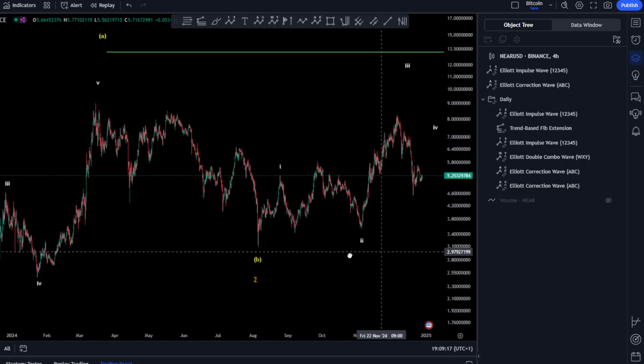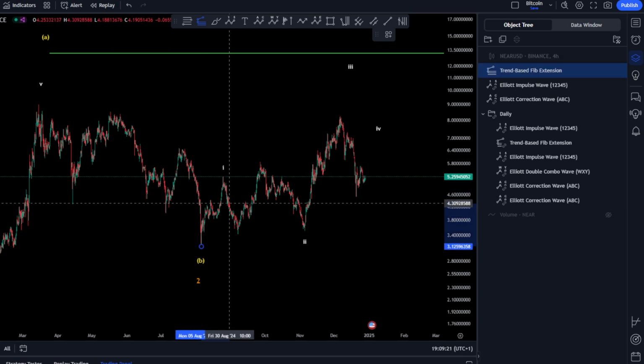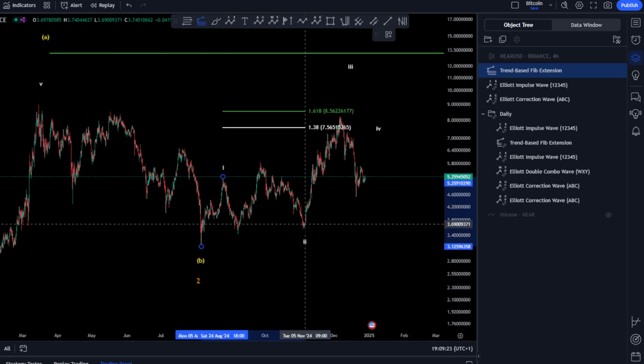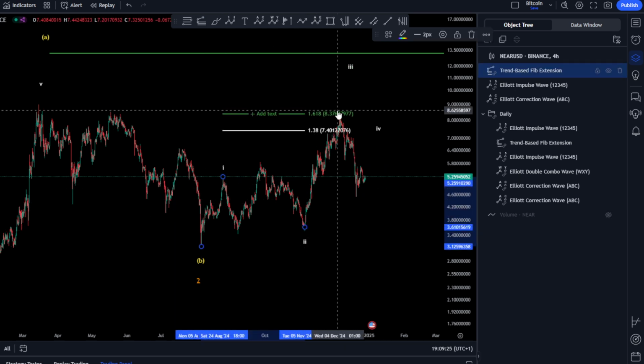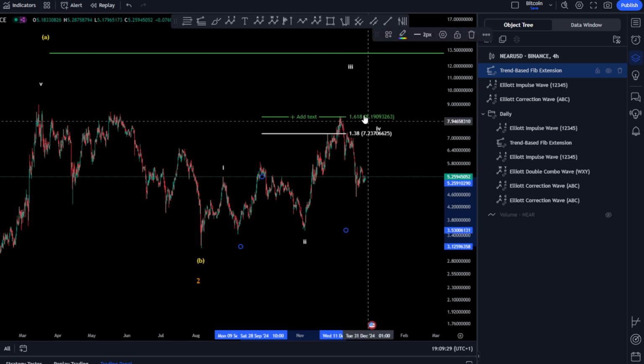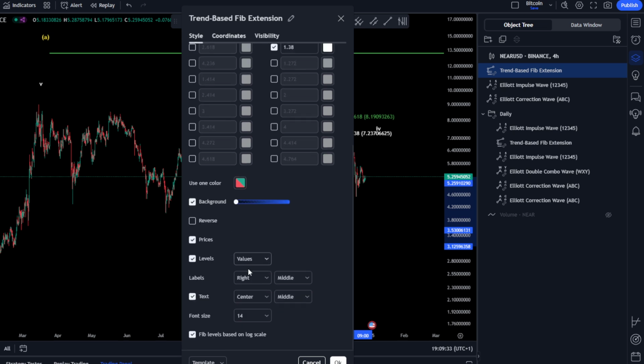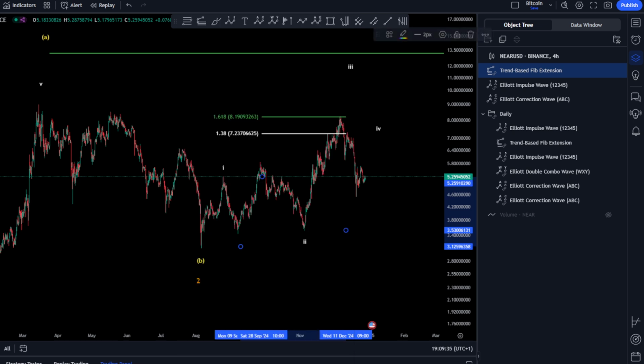In that scenario, I would take a fib level from the wave 1 to the wave 2, and as an impulse you would like to hit the 1.618 fib level, which we did exactly, as required for normal targets. Here we go.